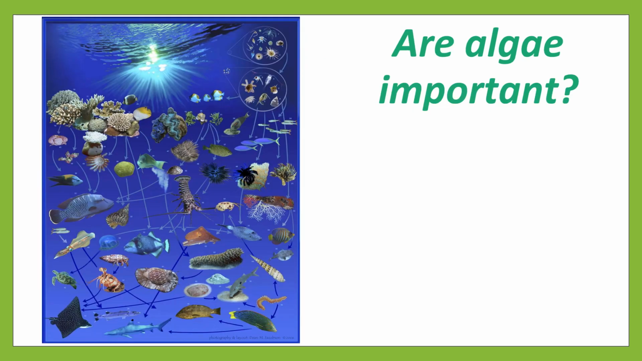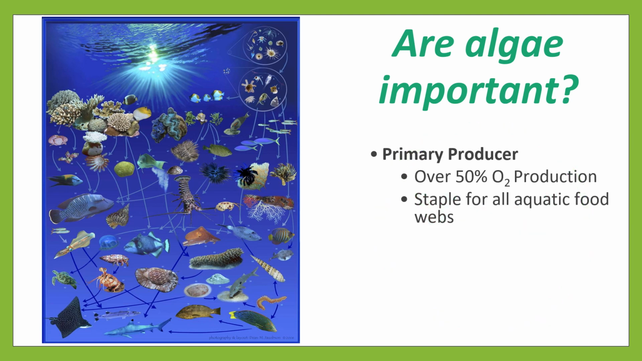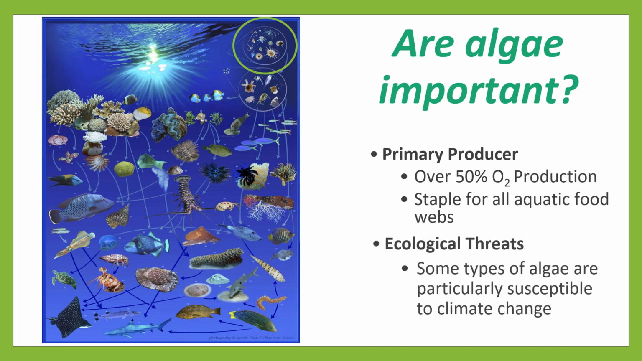Okay, but are algae really that important? Yes, they are. Algae are primary producers, meaning they make oxygen for us to breathe. In fact, algae contribute over 50% of the oxygen we have on Earth. Algae are also a staple of the aquatic food web. Everything you see on this image, from lobsters, anemones, and dolphins, depend on algae. Remove algae from this food web, and the entire system falls apart. But as the climate changes and ocean temperatures rise, algal communities are changing too, and this could have significant impacts on the overall food web.